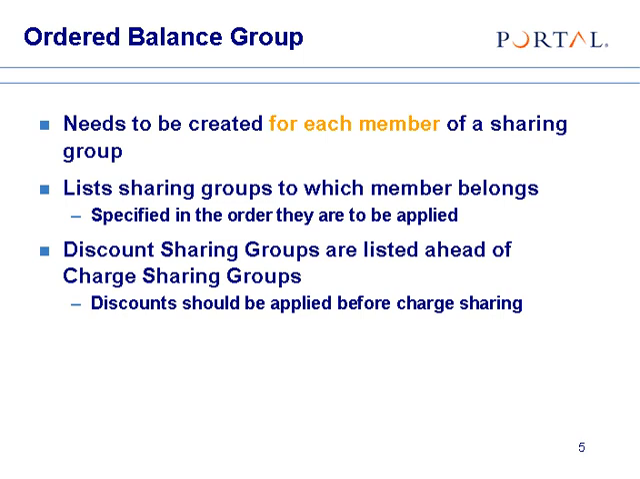In order for discount sharing groups to fully work, you also need to define an ordered balance group on each of the members' side. The ordered balance group is going to list the sharing groups which the member belongs to. They will be specified in the order in which they're going to be applied. The discount sharing groups are listed in front of the charge sharing groups. So your ordered balance group is going to be for both your list of discounts and your list of charge share groups.